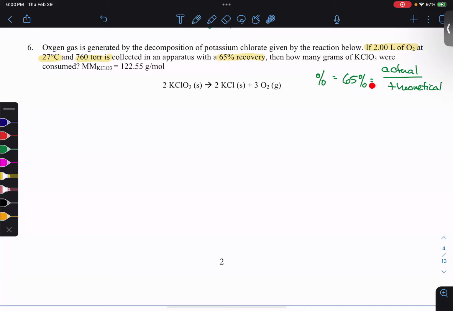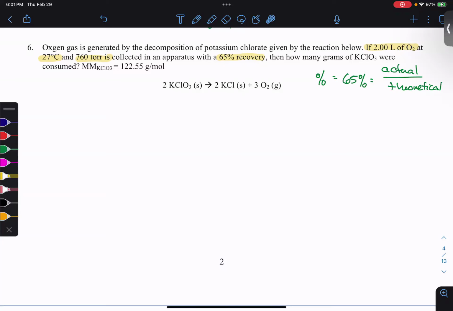So the information that I highlighted here, 2 liters, 27 degrees Celsius, 76 torr. This measured information is what? The actual or the theoretical? Theoretical comes from stoichiometry. Yeah, so this is actual because this is what you measured in lab. This is what you were actually able to successfully measure. These are temperatures, pressures, and volumes that you measured in that crappy apparatus that you used, right?